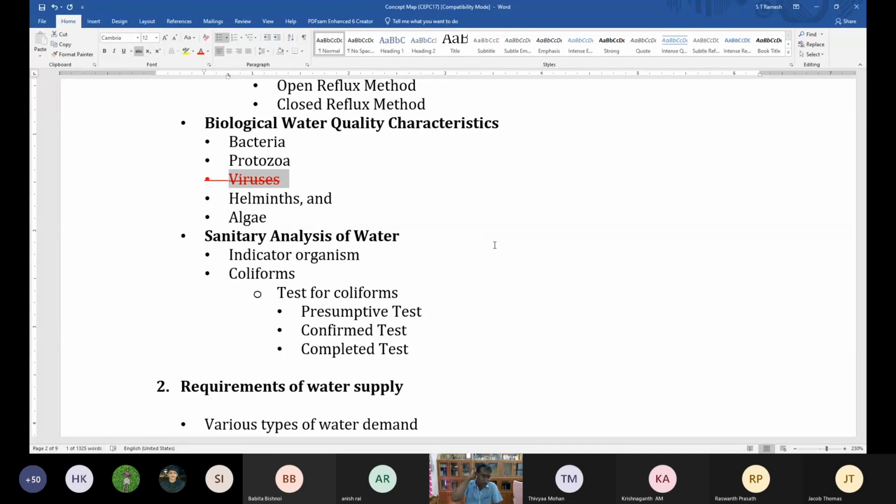So we'll be discussing the essential characteristics of these bacteria or pathogens and disease-causing organisms as well, and what the different organisms are that are responsible for different waterborne diseases. That also we'll be discussing in detail.